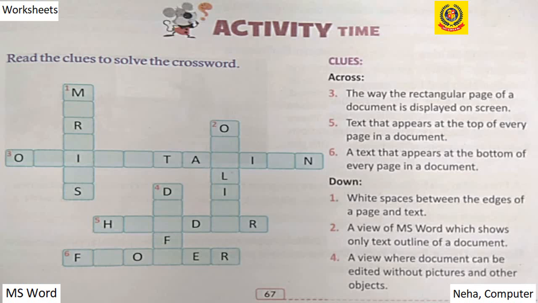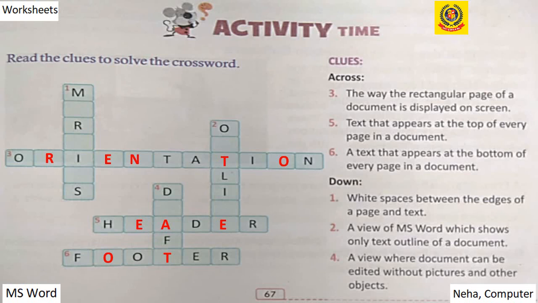Now, let's move to the activity time. We have to read the clues and solve the crossword. So first, we are going to read the clues of the across words. Here, we'll do the third point: the way the rectangular page of a document is displayed on screen. That is called orientation. Fifth, text that appears at the top of every page in a document is header. Sixth, text that appears at the bottom of every page in a document, that is footer.